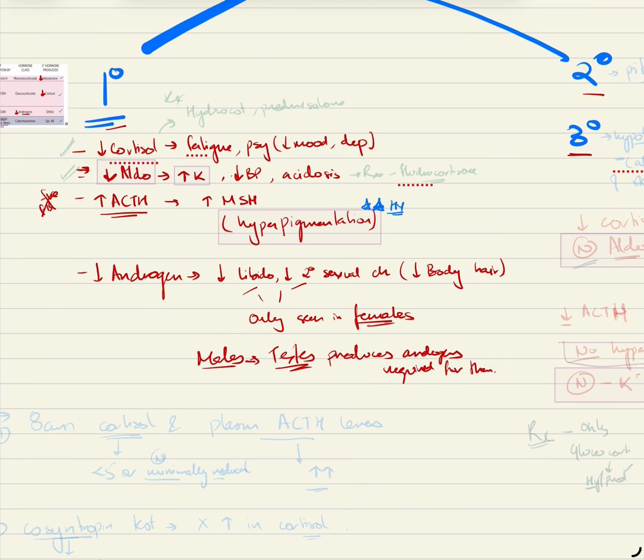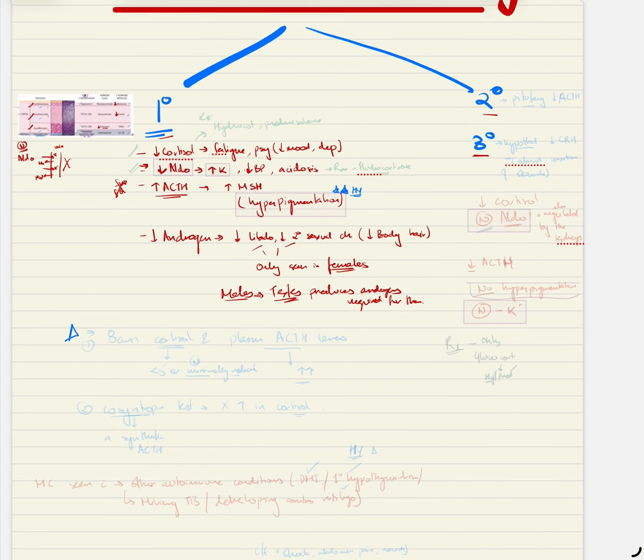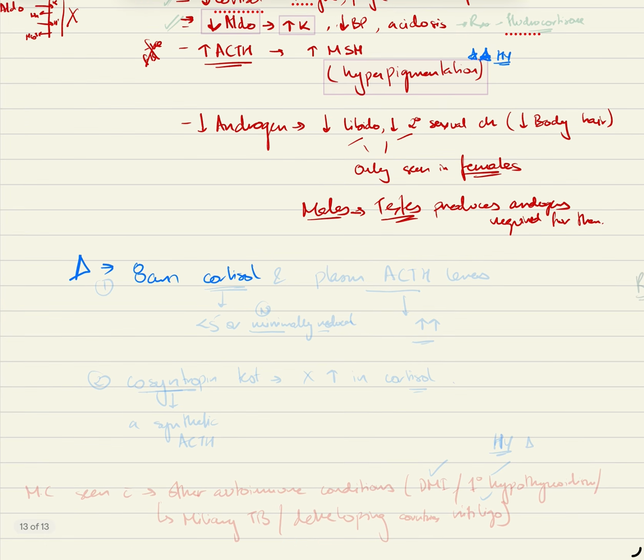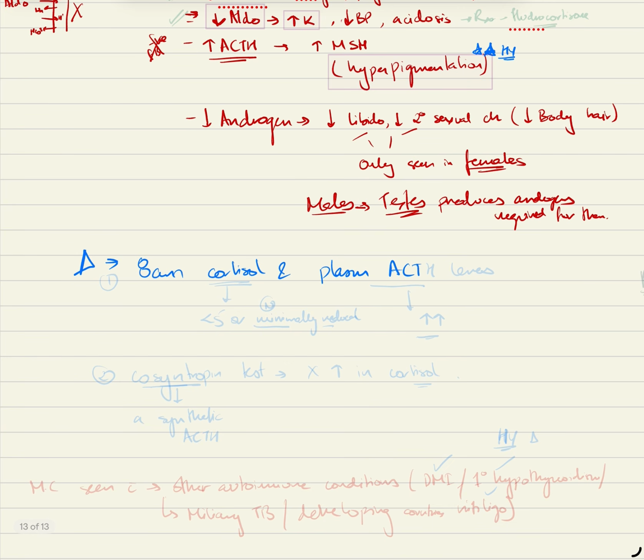Okay, now, how do you diagnose these? Okay, so you do 8 a.m. cortisol, okay, and plasma ACTH levels. Cortisol, if it is less than 5 or minimally normal or minimally reduced, okay, and your ACTH, it will be increased.